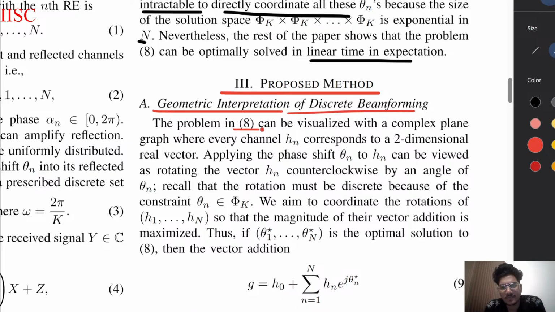The problem can be visualized with the complex plane graph, where every channel element corresponds to a two-dimensional real vector. Applying the phase shift theta n to h n can be viewed as rotating the vector h n counterclockwise by an angle of theta n. So we have to solve this problem in linear expected time, because our solution space is exponential.